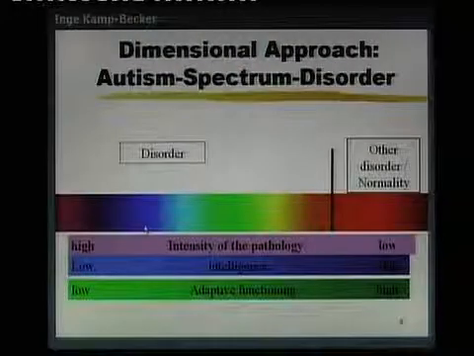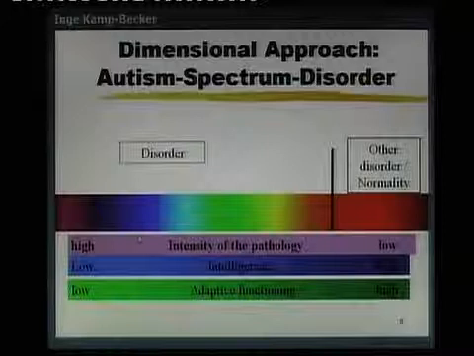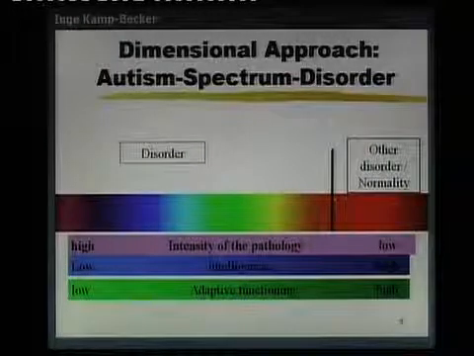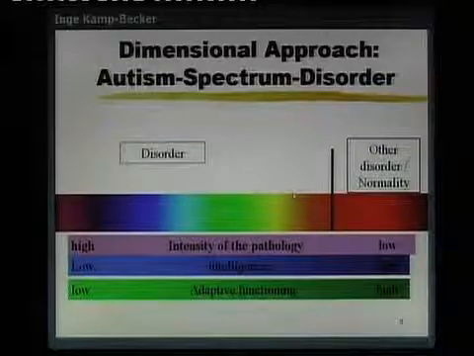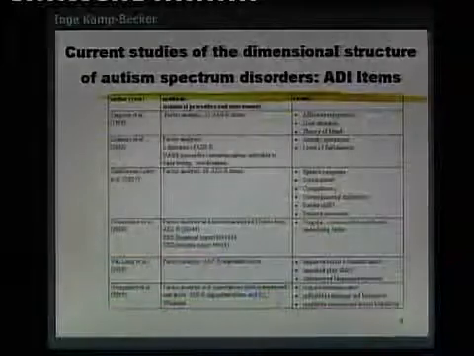But another question is, what determines this underlying dimension? Is it just the intensity of the pathology, or is it the intelligence which varies from low to high, or is it just the adaptive functioning which could be high or low? Our study was made to address these questions, because it is made around this cut-off point: we have a sample of high-functioning subjects and samples with really autistic symptomatology.